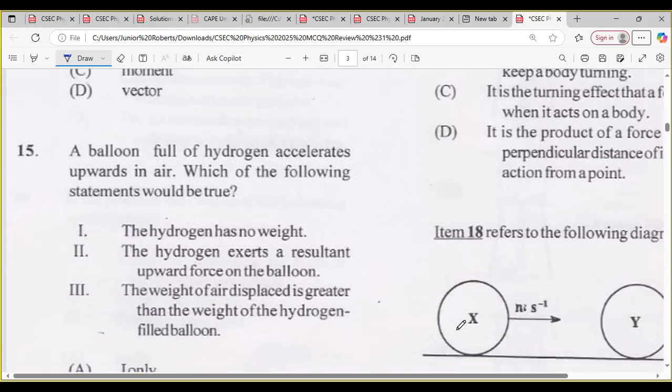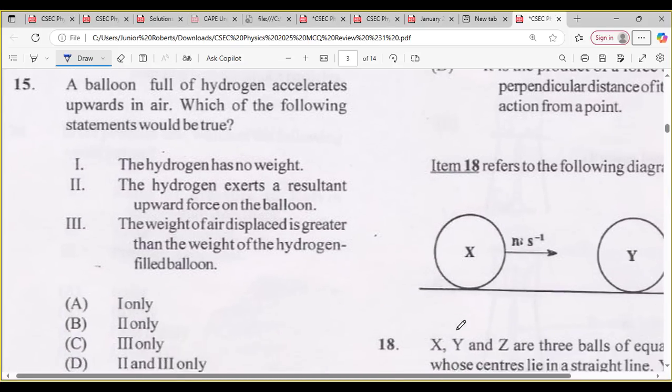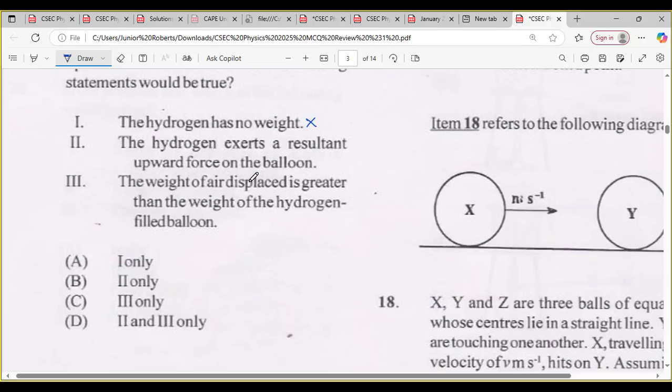Number 15 now says that a balloon full of hydrogen accelerates upwards in air. Which of the following statements would be true? So option 1 says that the hydrogen has no weight. We know this is definitely false, because hydrogen gas will have a mass, and once there's a mass and it's in a gravitational field, it will have a weight. So one is false. Now, whenever we have questions like this, where we are given some options and we need to select which of them are correct, we can apply the elimination technique.